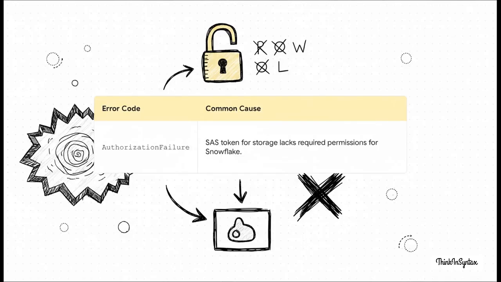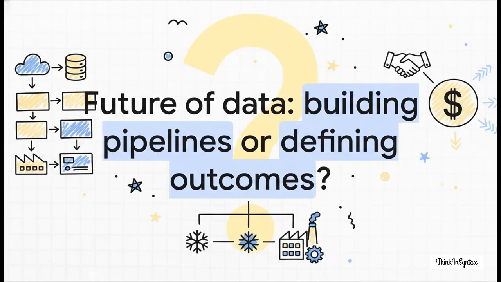Let's just zoom in on one of these, the dreaded 403 authorization failure. If you see this, it almost always means one thing. The SAS token you gave Snowflake to access your Azure Blob storage is missing some key permissions. You have to make sure that token allows Snowflake to not just read and write, but also to list the files in that container.